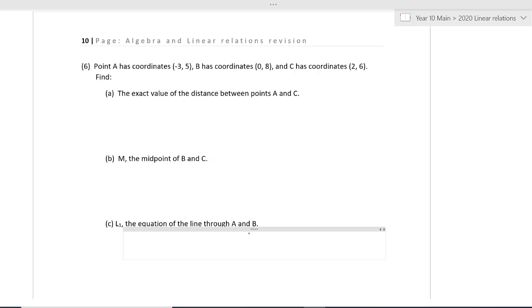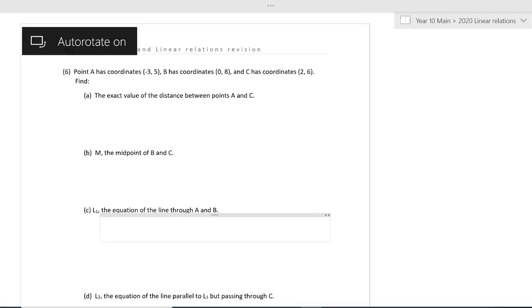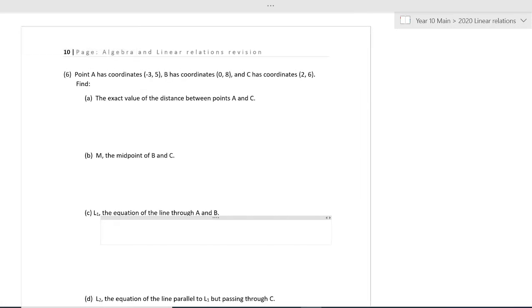Now, point A has coordinates -3, 5. Point B has this, and point C is this. Find the exact value of the distance between A and C. First of all, hopefully you've gone to your formula sheet, and if you haven't remembered, we can say that the distance between 2 points uses Pythagoras' theorem. What we have is x2 take away x1 squared plus y2 minus y1 squared.